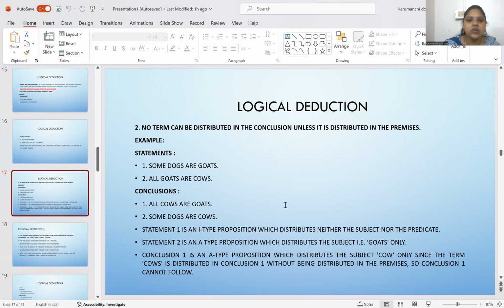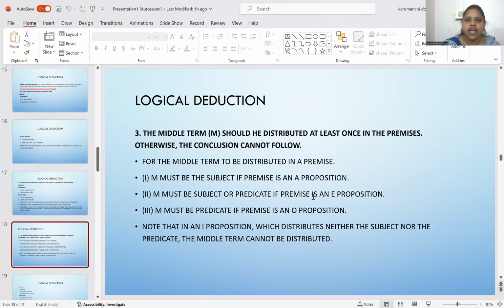Conclusion 1 is an A-type proposition which distributes the subject, cows, only. Since the term cows is distributed in conclusion 1 without being distributed in the premises, conclusion 1 will not come under this rule. And the third rule is the middle term should be distributed at least once in the premises. Otherwise, the conclusion cannot follow.